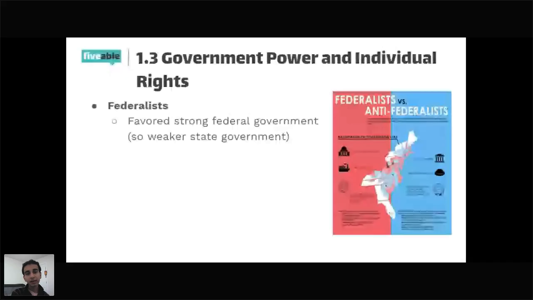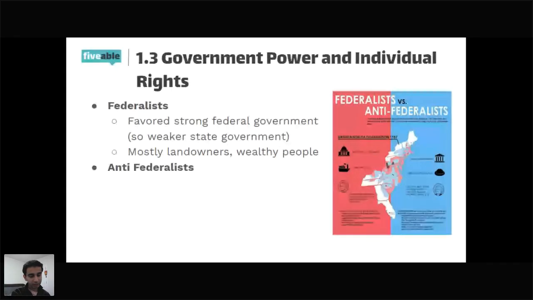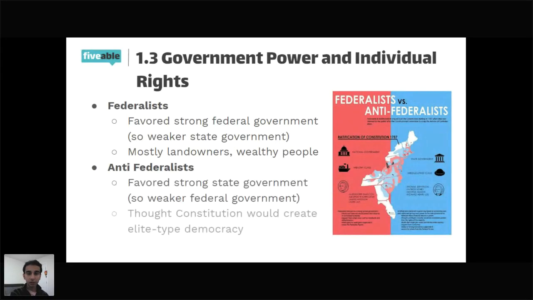So like I said, federalists favored strong federal government, weak state government. The people that were the federalists were mostly landowners and wealthy people. And on the other hand, anti-federalists, as I'm sure you can guess, favored a stronger state government, weaker federal government, and the people that supported the anti-federalists were poor.